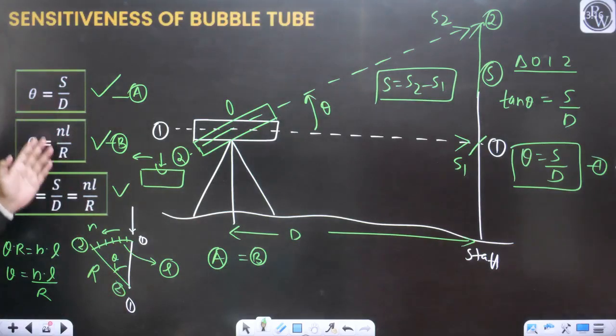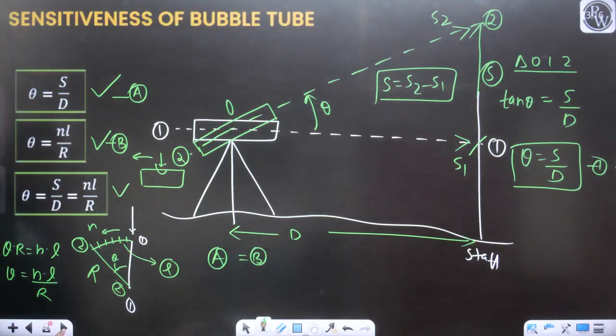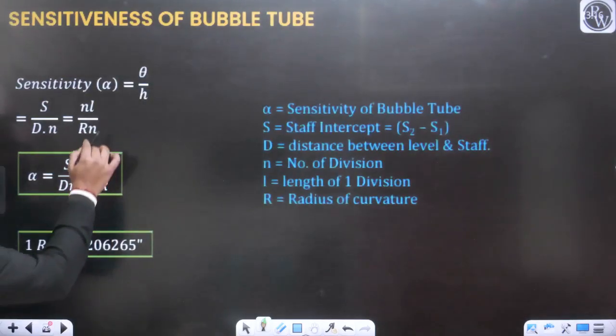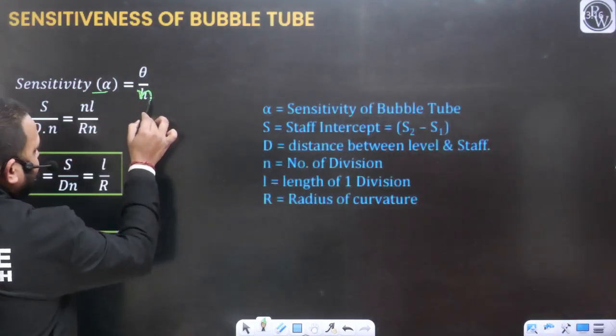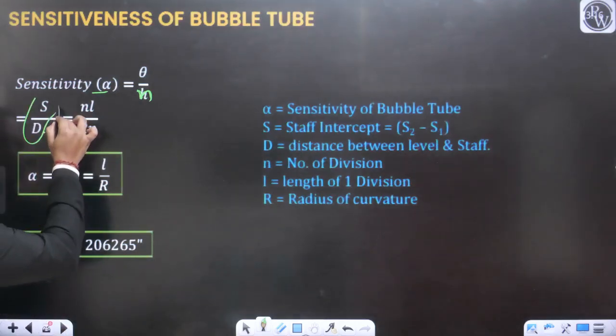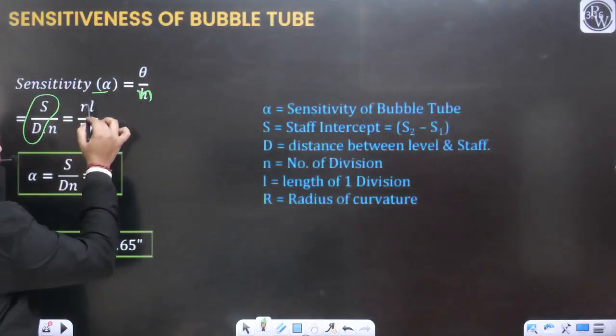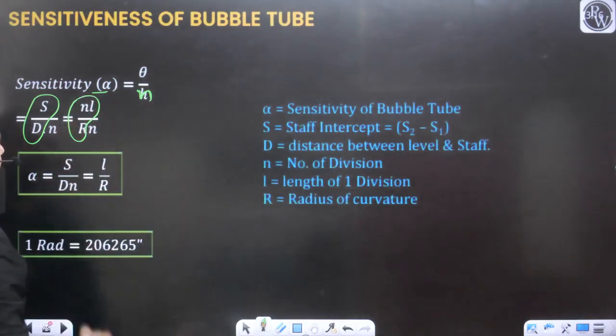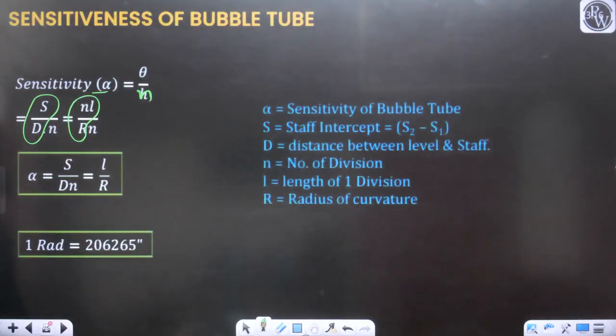And from both the conditions, now we can define the sensitivity. So what was the sensitivity? Alpha was theta by n. So you can put theta: one theta was S by D and another theta was NL by R.